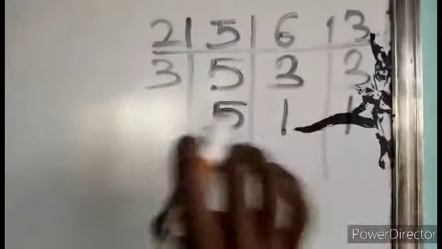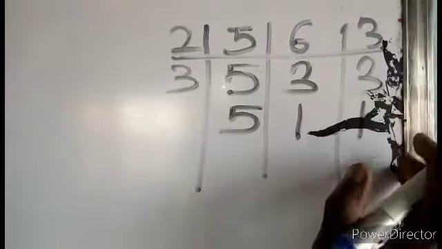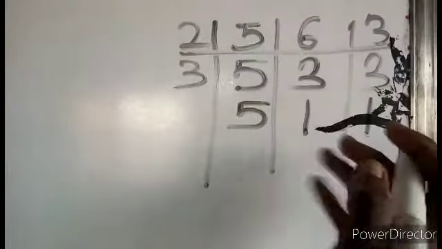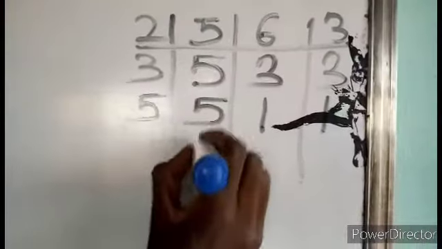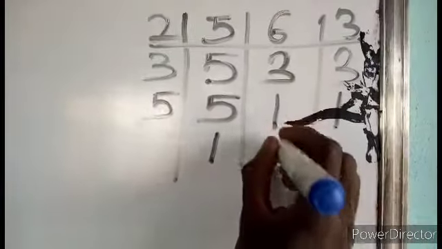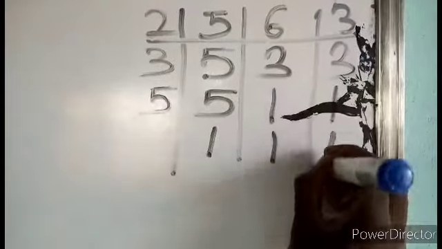To the next line. Can 3 go in any of this? No. Can 4 go? No. So we move to 5. Since we have 5 here, 5 and 5, 1. 5 and 1, 1 and 1 here, 2, 1.